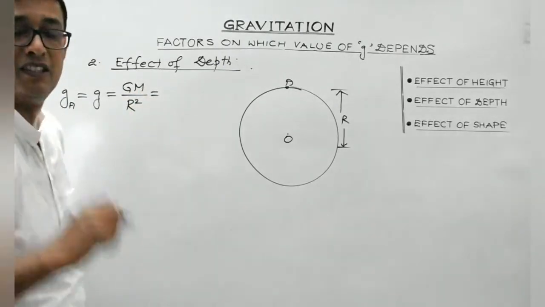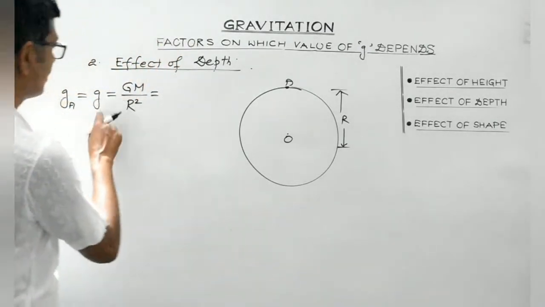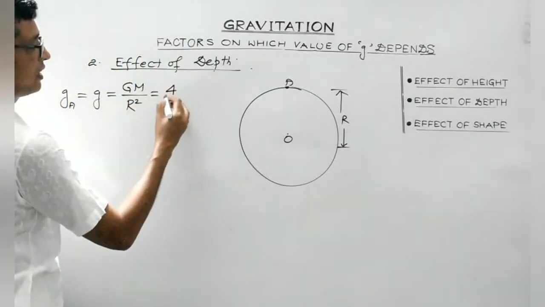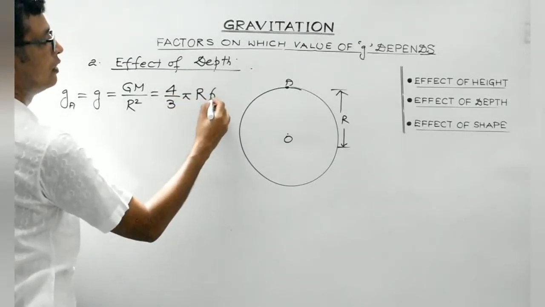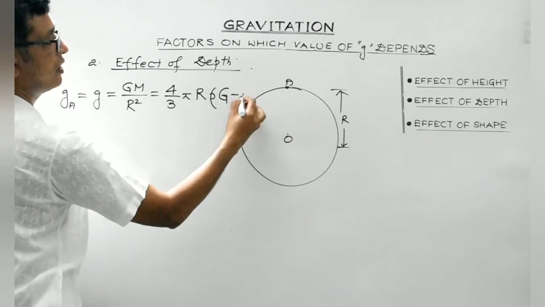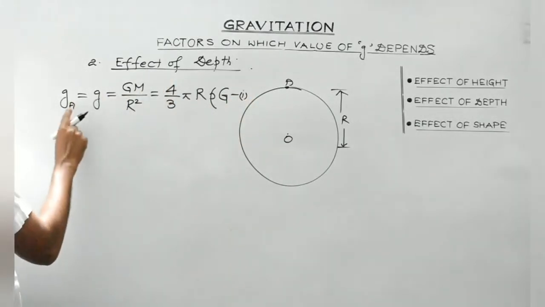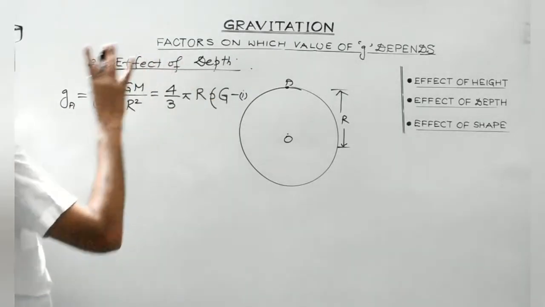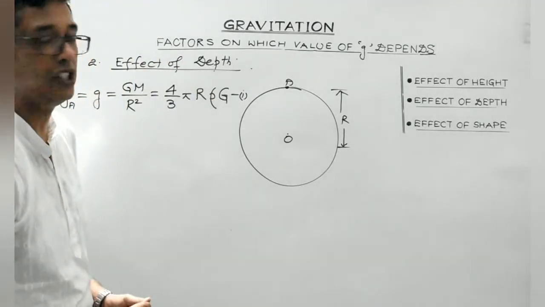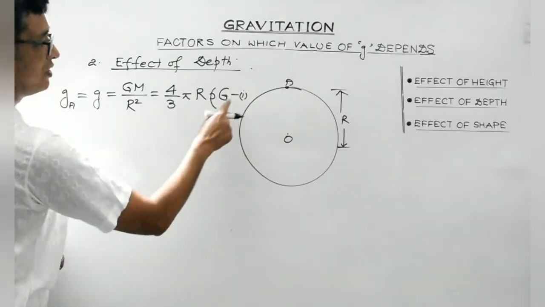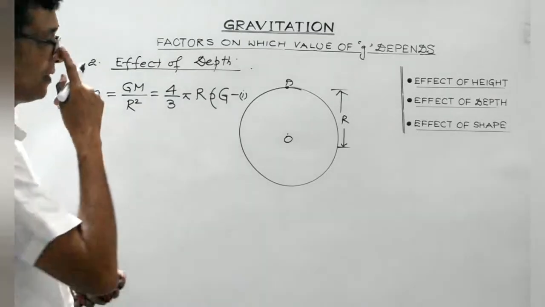And students, remember, in terms of density of the Earth, the value of acceleration due to gravity can be written as 4 by 3 pi r rho g. Just now we have discussed this, isn't it? In terms of density of the Earth, the value of acceleration due to gravity is written as 4 by 3 pi r rho g. Rho is the average density of the Earth, g is the universal gravitation constant, r is the radius of the Earth, right?